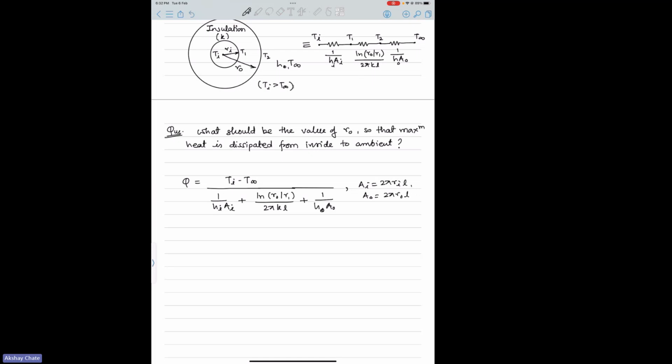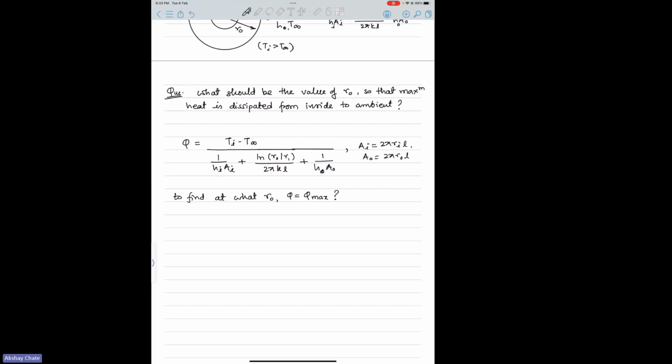So now what is happening is it is asked that at what Ro Q tends to Q max. So we need to find at what Ro, or R out, Q is equal to Q max. So typically what you do is you take the derivative of dQ with respect to dRo and equate it to 0, and then you'll get some Ro value, which is the solution of that differential equation. And that Ro, if you put back into equation number 1, you will get Q max.